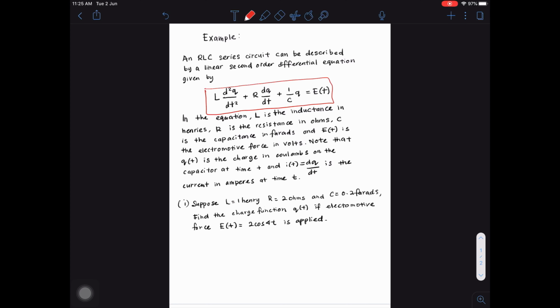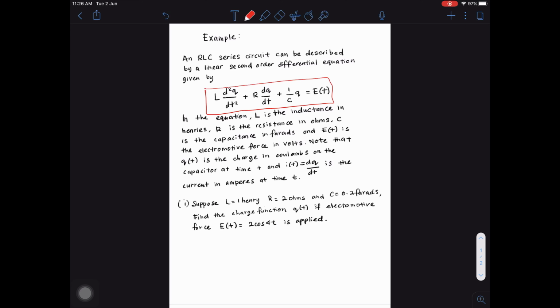In the equation, L is the inductance in henries, so henries is the unit for L. R is the resistance in ohms, and C is the capacitance in farads. E(t) is the electromotive force in volts. So the farads, ohms, volts, and henries are just units. Note that Q(t) is the charge in coulombs on the capacitor at time t, and I(t) equal to dq dt is the current in amperes at time t. So this one is just information for you.